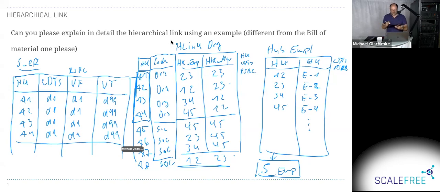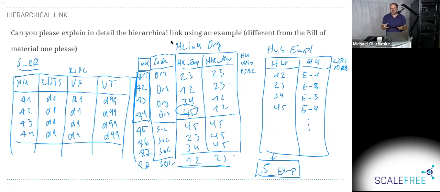And then there's a change. Let's say that so far, the employee with the hash key 45, this one here, reports to the manager with the hash key 12. Now, this person gets promoted and now reports to the CEO directly. We don't change the records in the link. We don't end date them. They just exist. So the link doesn't care, for example, what is the current relationship? Just like the hub.